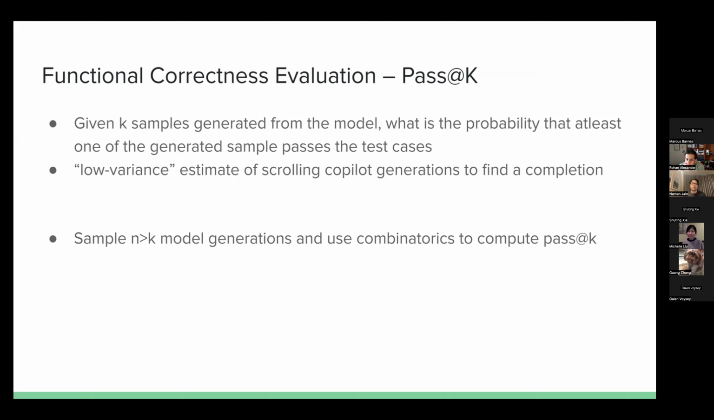And instead of just generating k samples from the model, we will try to estimate a low variance estimate of this. Particularly, you will generate n samples from the model, where n is greater than k. And then you can use basic combinatorics to find out pass at k by checking what is the chance that if you take k elements out of n elements, at least one of them is correct or not.